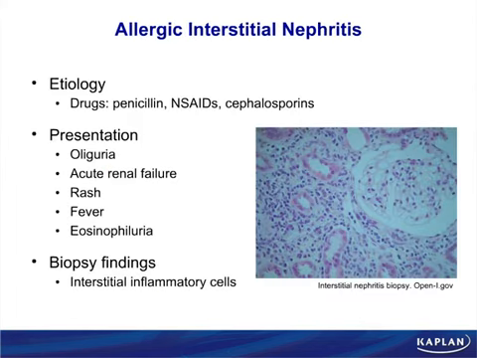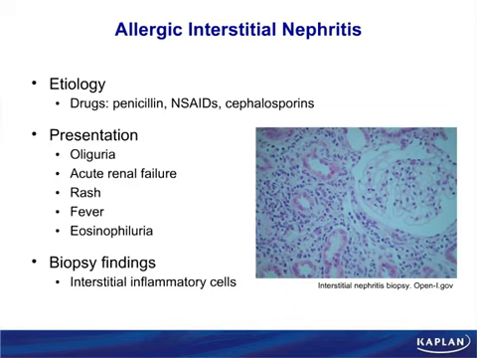So another cause of intrinsic renal failure is allergic interstitial nephritis. This could be caused by certain drugs such as penicillins, NSAIDs, and cephalosporins. Patients with allergic interstitial nephritis present with oliguria, acute renal failure, with a rash and a fever. And classically, they will have eosinophils in the urine. Now, they usually recover when you stop the offending agent.